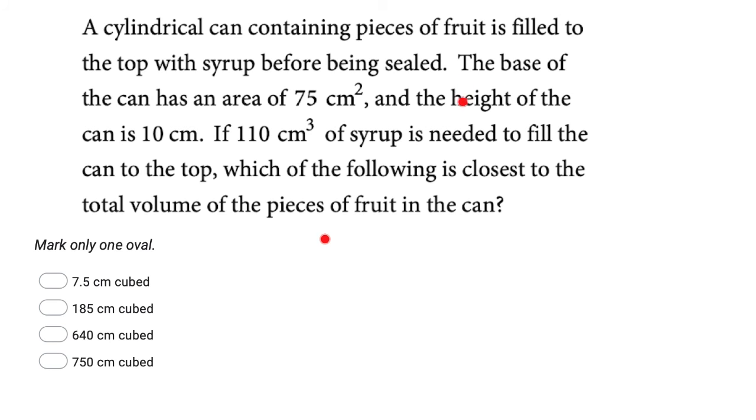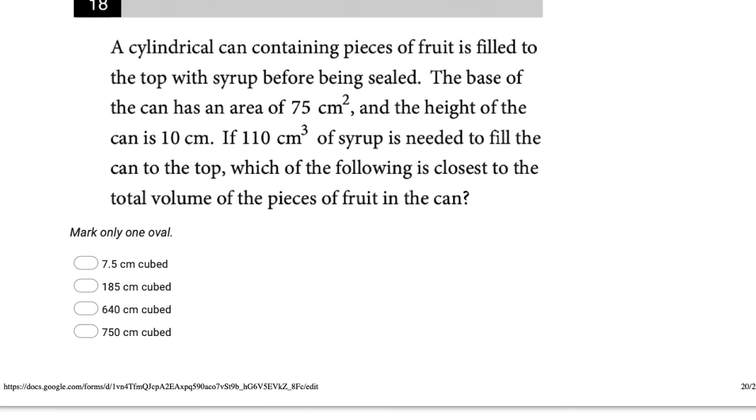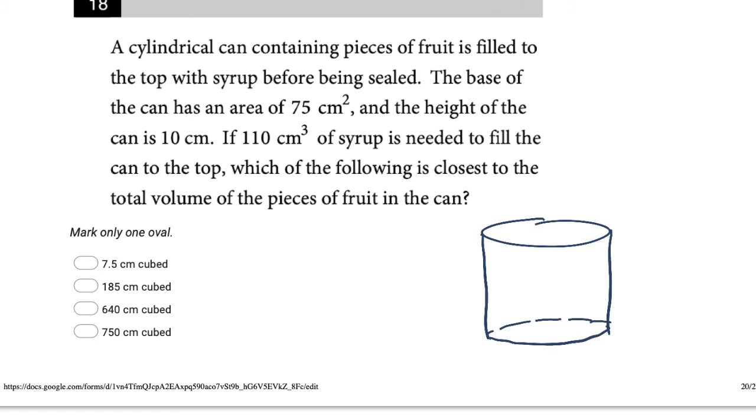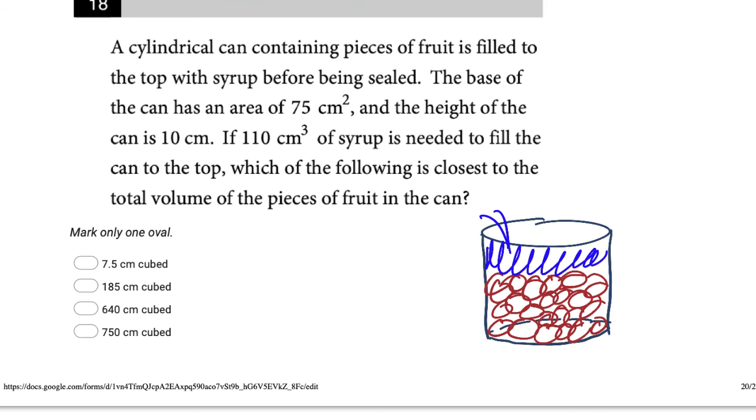A cylinder contains a piece of fruit and is filled to the top with syrup before it is canned, or before they put the lid on. So this thing gets filled up with fruit. They're going to put a bunch of fruit in here, but the fruit's not going to quite reach the top of the container. So then what they do is they take a bunch of juice and top it off. They start filling it with juice until it reaches the top. And that juice, of course, sinks down between the fruit pieces. The question is, how much fruit did they put in there in terms of volume?